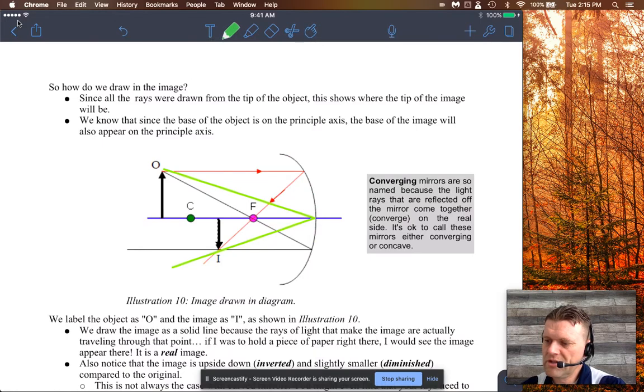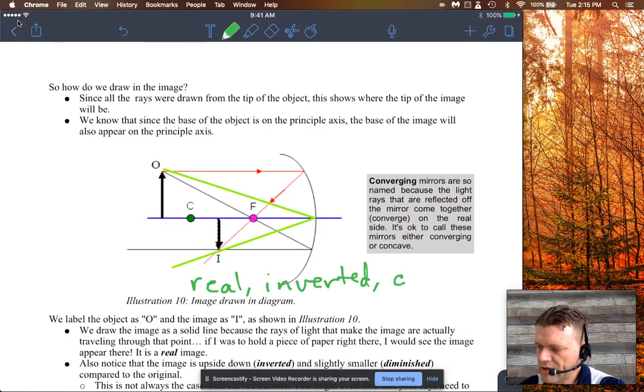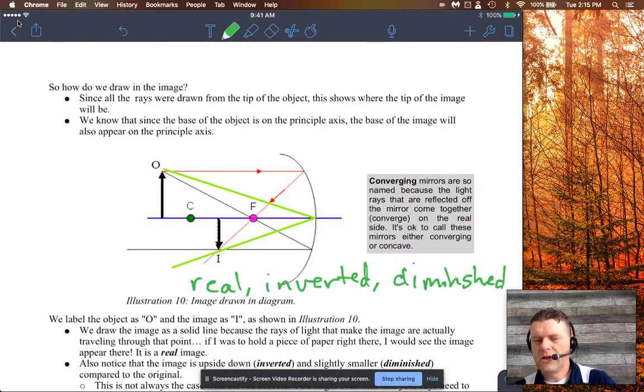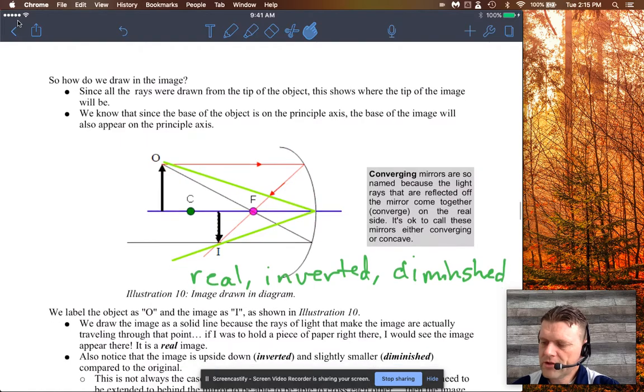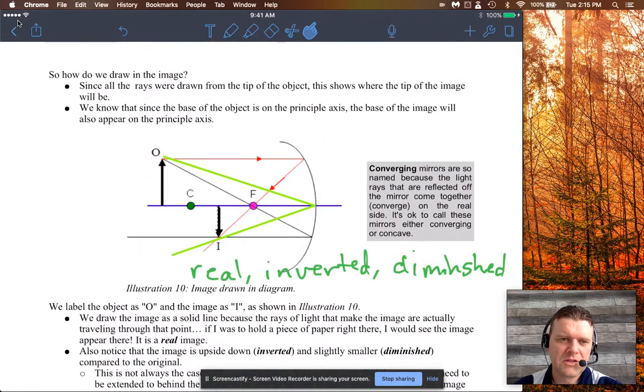Okay, the reason we say that is because a real image, I guess I could label that. So this is real, inverted, and diminished. So we look at these properties all the time because they capture what's actually happening to the image based on where we move the object, okay? So that's great, but this is all because the object is outside of the center in this case, okay?